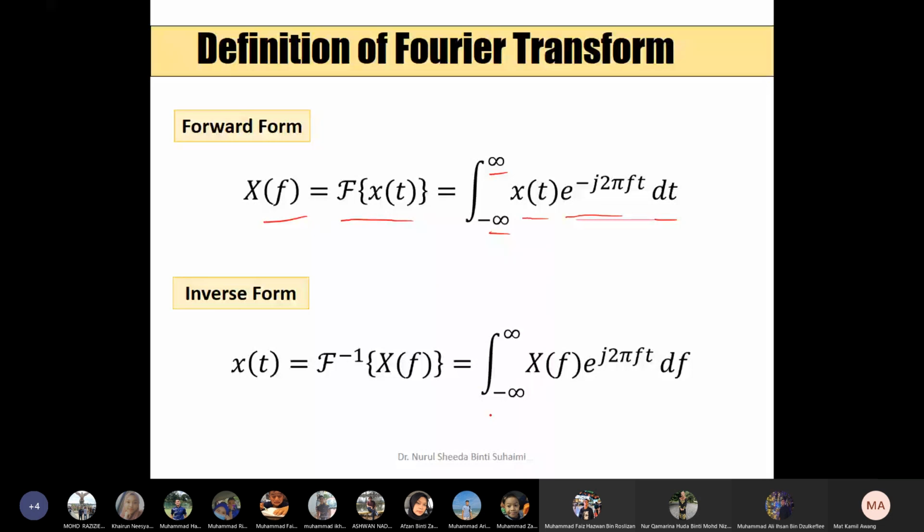And this is the inverse Fourier transform, where if you are given x of f, then you can find x of t by doing the inverse Fourier transform on x of f, which is defined as integration from minus infinity to infinity x of f e^(j2πft) df. Okay, so this is the IFT, and this is the FT. This is the inverse Fourier transform. This is the Fourier transform. Right?